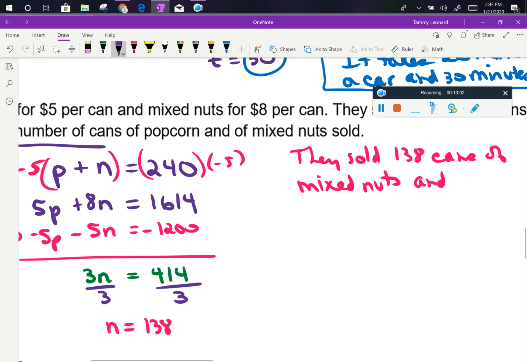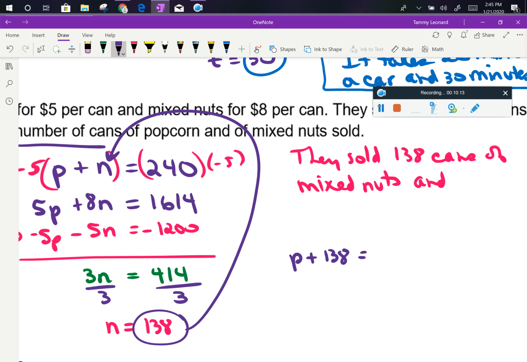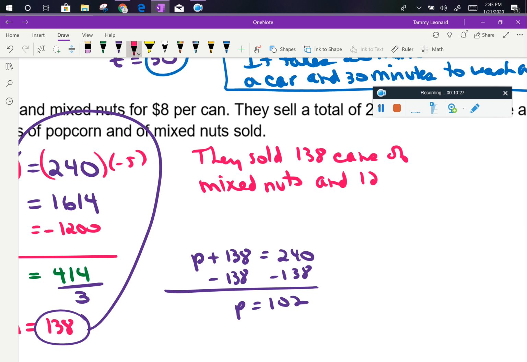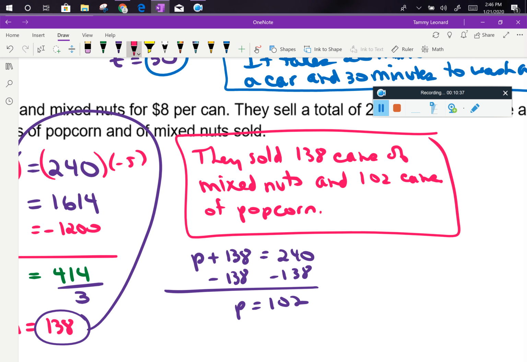Remember that nice simple equation, P plus N equals 240? We could take this 138 and substitute it for N in that nice simple equation. So we're going to say P plus 138 equals 240, and we're going to subtract 138 from each side. So P will be 102. So we can now finish the sentence. And 102 cans of popcorn. Again, we answered in words instead of in ordered pair because if the question is asked in words, we want to go ahead and answer in words.